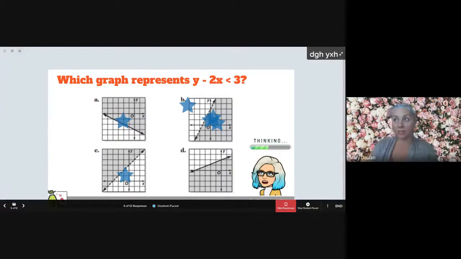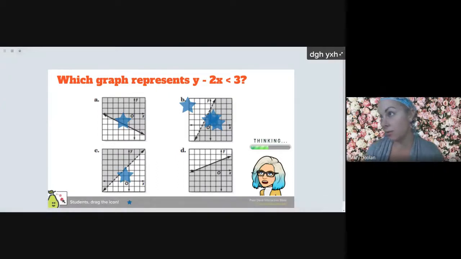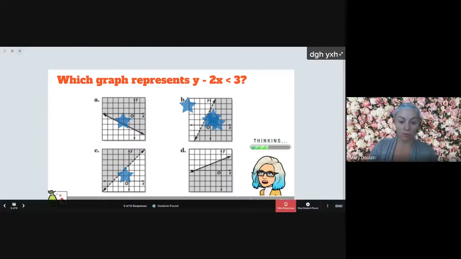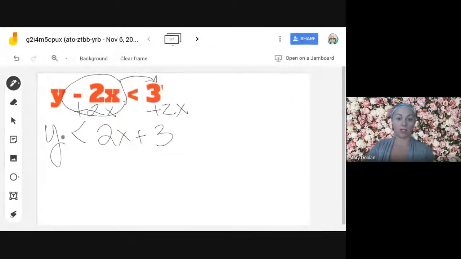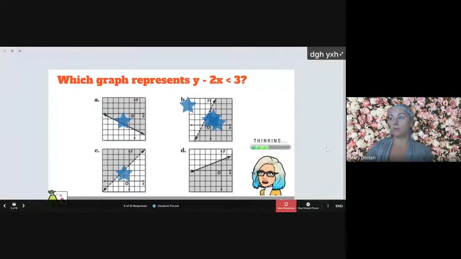So one person said A, looks like 4 people said B, 1 person said C, nobody said D. And so remember, we rewrote this equation so that it was actually y is less than 2x plus 3. So my slope is positive 2 and my y-intercept is positive 3. So maybe I'm going to look for that line first, or a line that looks like that.